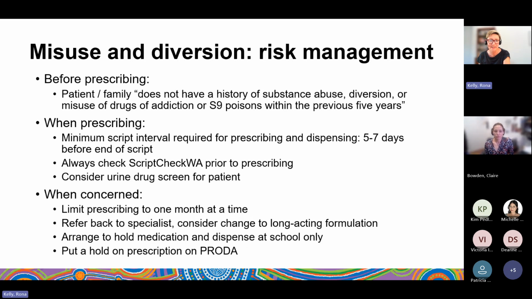So if you are concerned, some common strategies are listed here. For some families, I might limit prescribing to just 1 bottle or box at a time.